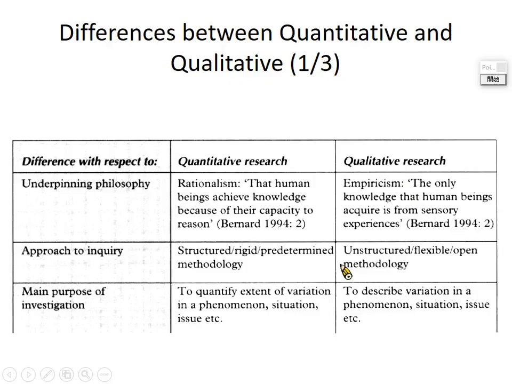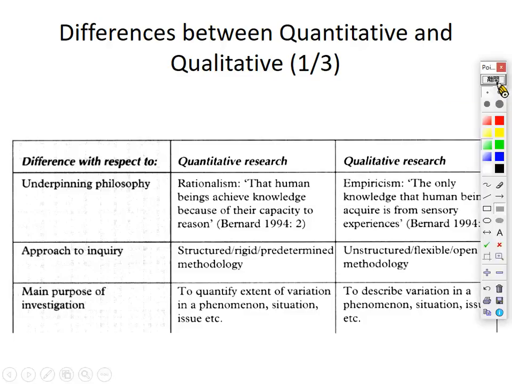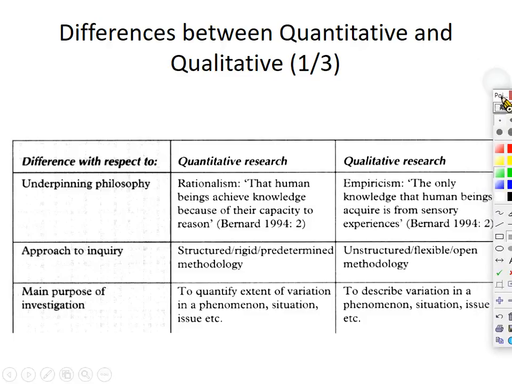Okay, let's identify the differences between these two different paradigms, quantitative research and qualitative research. Their differences can be viewed from different aspects. For example, the first one, we look at the difference in underlying philosophy. What is the philosophy that propels the research? For quantitative research, it's rationalism.